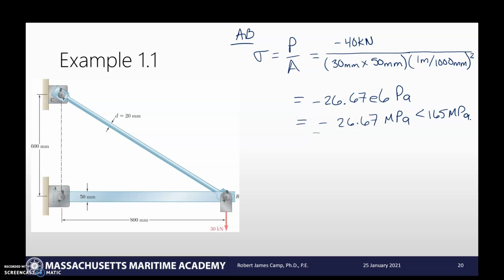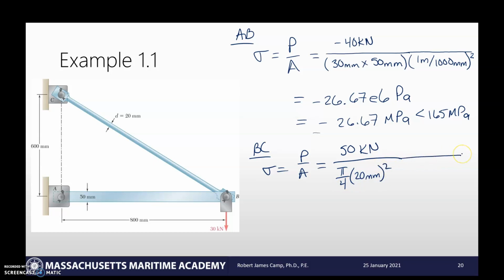Now the system can still fail if it fails at BC. So now let's do the same thing for BC. Stress is load over cross-sectional area. The internal load in BC was 50,000 newtons or 50 kilonewtons. You're going to divide that by its area. And so the area, it's a 20 millimeter diameter area. So that's pi over 4 times 20 millimeters squared.